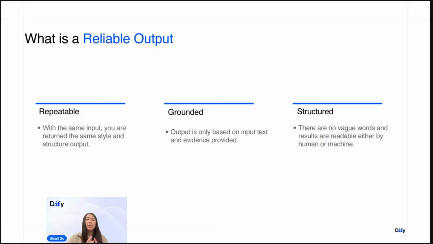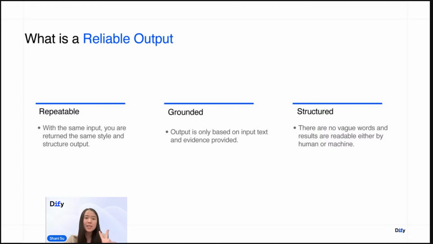What defines a reliable output? Whenever we want an output from an LLM model, whether that just be in general or within a Diffy workload, we want outputs that are repeatable, grounded, and structured. Repeatable means that with the same inputs, you are returned the same style of output and same structure. That allows you to take whatever output you have and use it in a future node in our workflow, or just extract it to wherever you want to put it outside of Diffy or in your daily lives.